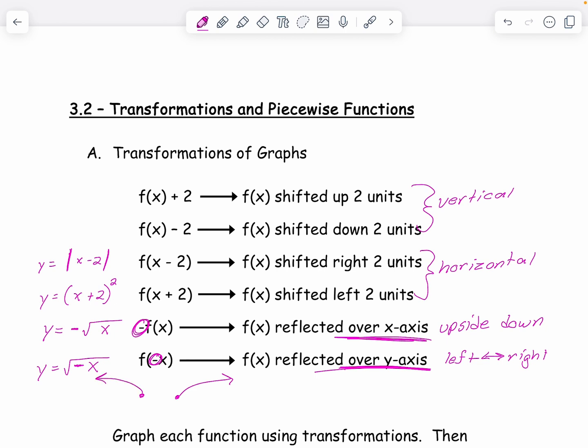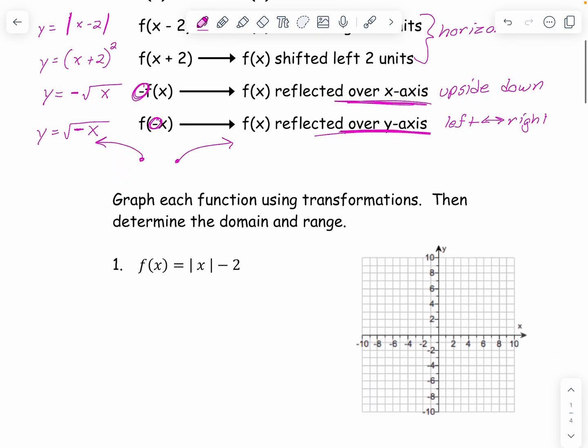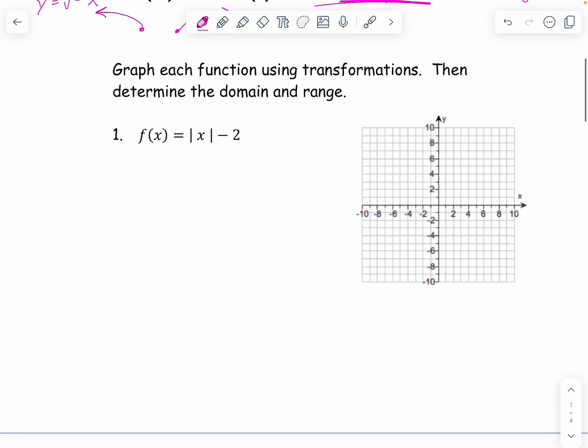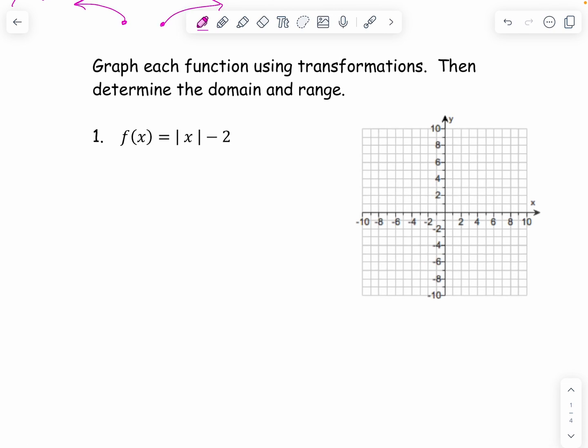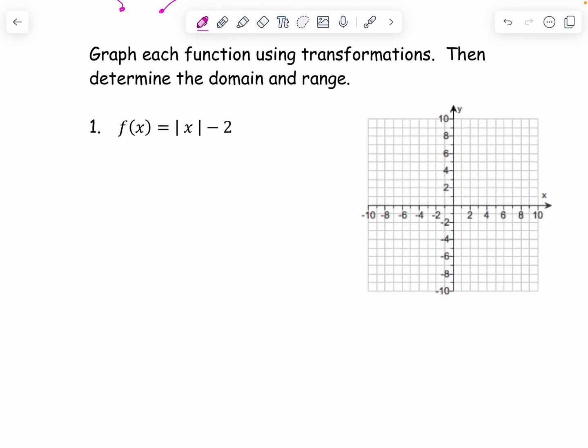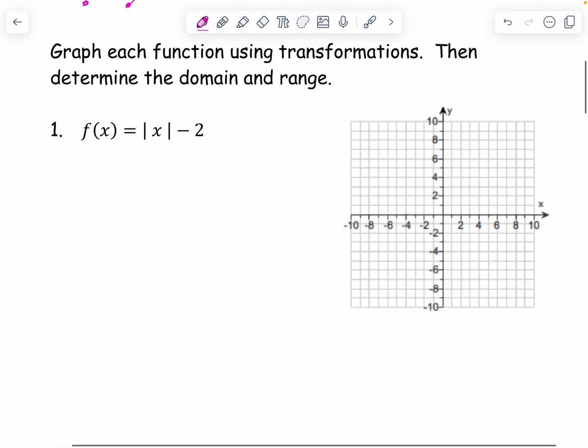All right, so those are going to be our 6 main transformations. Let's take a look at some examples. So we're going to graph each function using transformations, and then we're going to determine the domain and range. So if we take a look at this first one, we have an absolute value function, which we need to make sure that we know the parent function for.